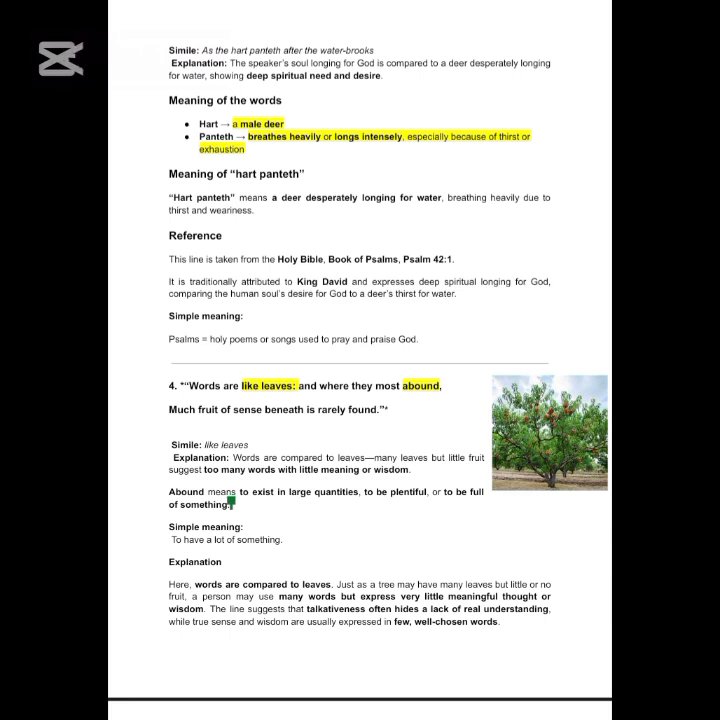Here, words are compared to leaves, just as a tree may have many leaves but little or no fruit. A person may use many words but express very little meaningful thought or wisdom.